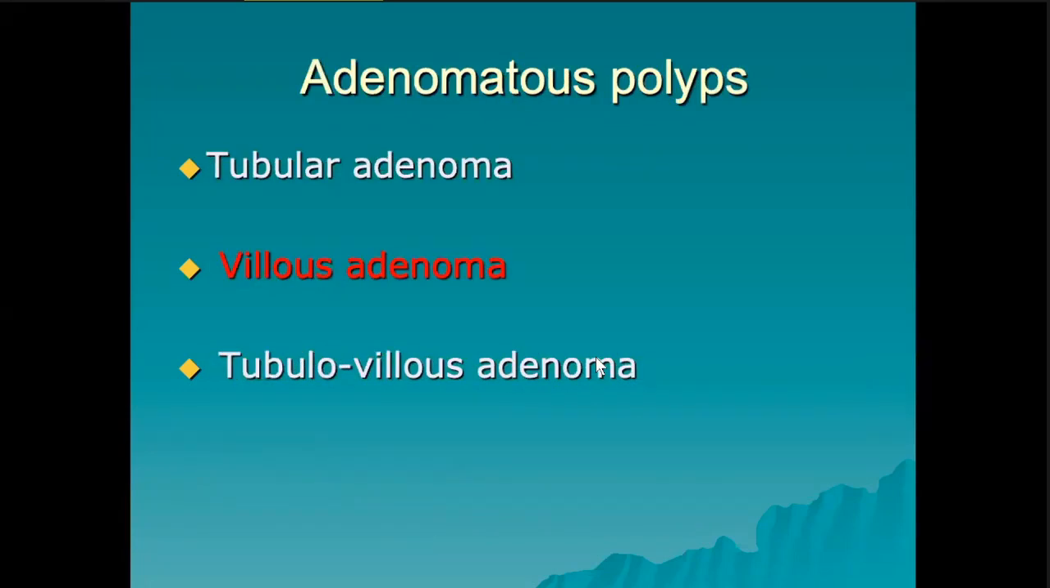Now, when it comes to adenomatous polyps, there are three types. You have the tubular adenoma, the villous adenoma, and the tubulovillous adenoma. Now, why do you think I have put the villous adenoma in red? That is because it is the one that has the highest potential to turn malignant. Villous adenomas usually occur in the rectum, and if left alone, they have a tendency to become malignant more than the other types of polyps. But tubular adenomas and tubulovillous adenomas also can turn into carcinomas.